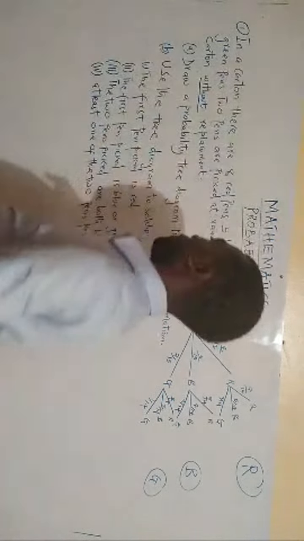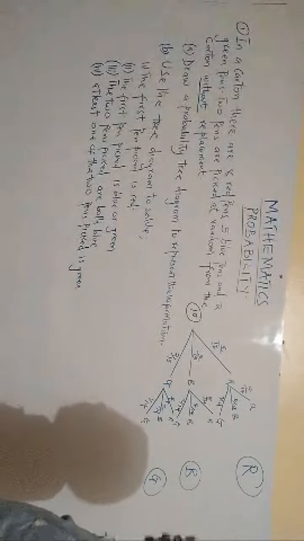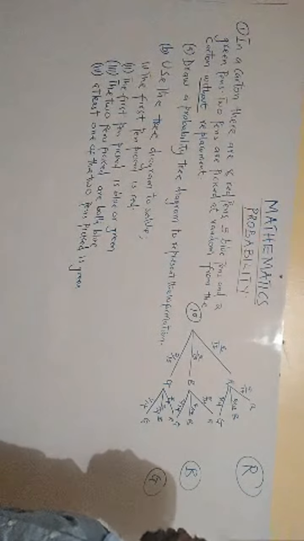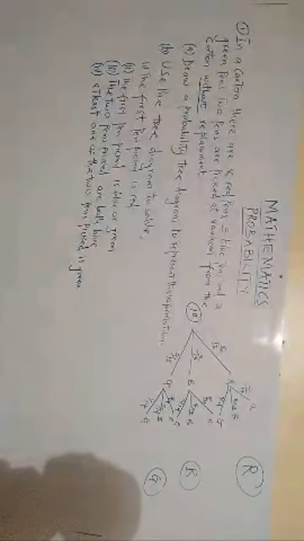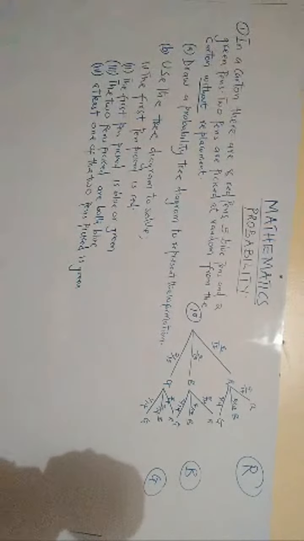So that is the probability tree diagram to represent the information about the pens in the carton. There are 3 different identical pens: 8 red, 5 blue, and 2 green. Up to now, we have shown the tree diagram of that information.